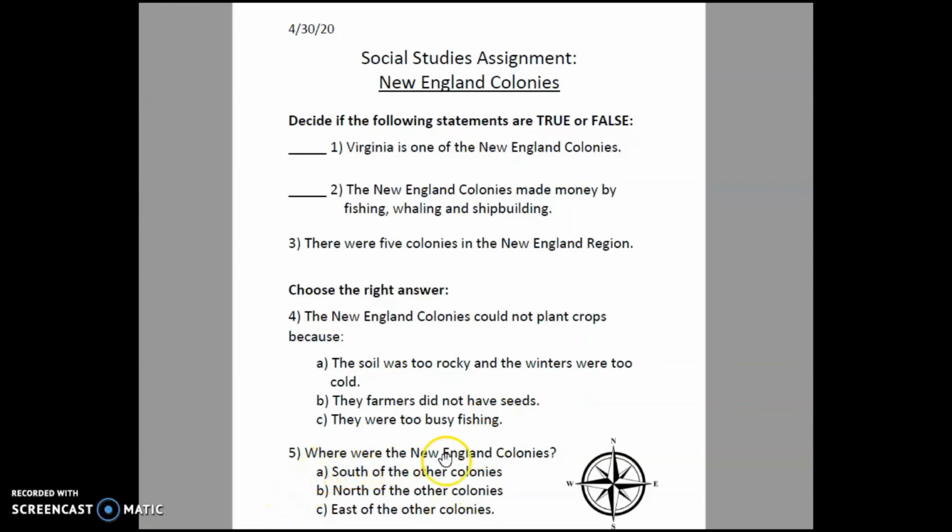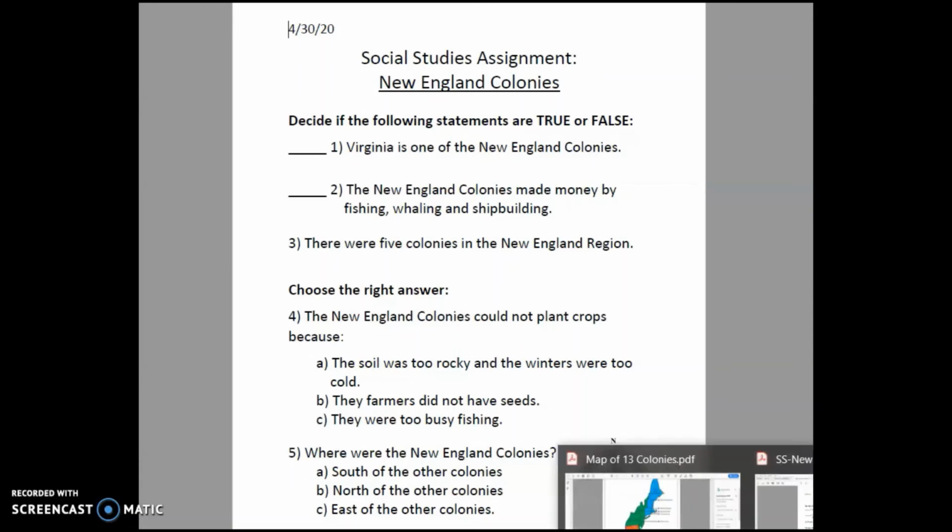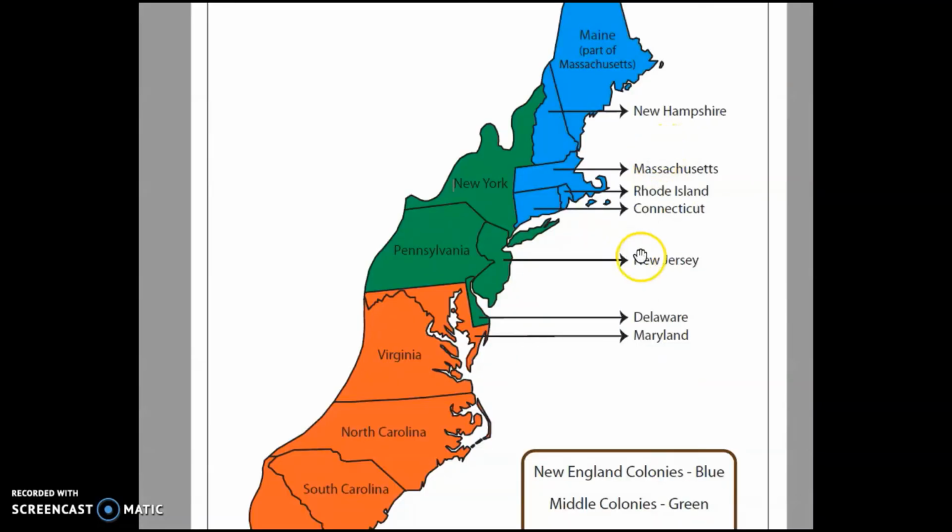Where were the New England colonies? Where were they? Were they south of the other colonies? North of the other colonies? East of the other colonies? So look, do you remember this? North, south, east, west. This is called the compass rose. We spent a lot of time at the beginning of the year talking about directions, right? Cardinal directions. Let's look at a map of the colonies.